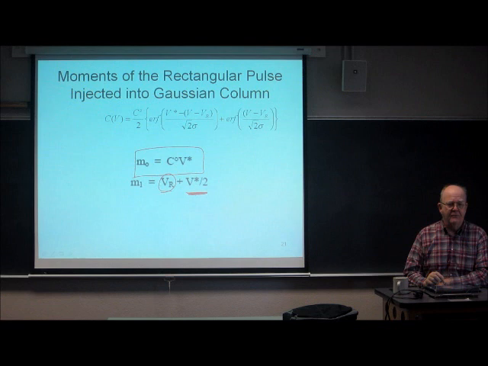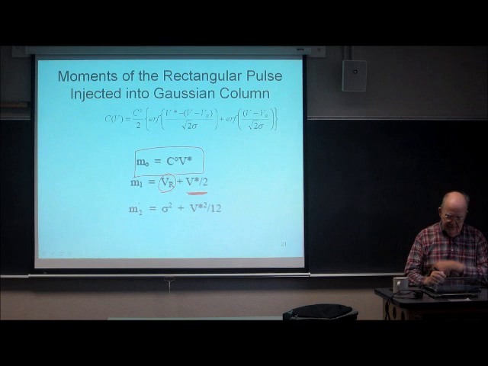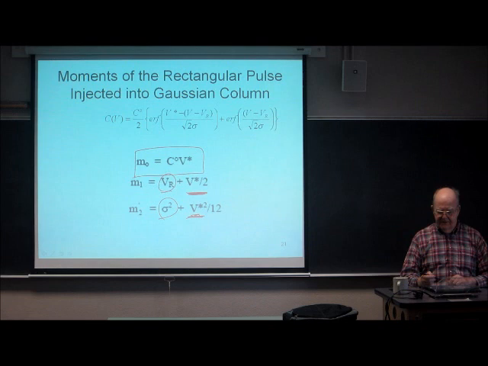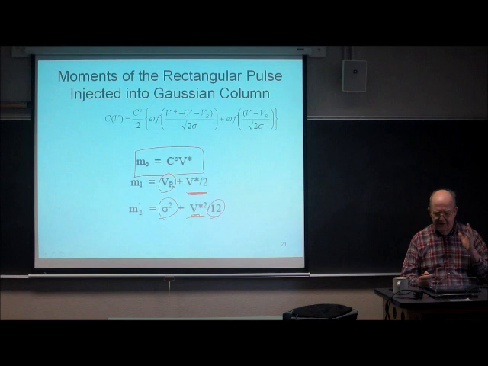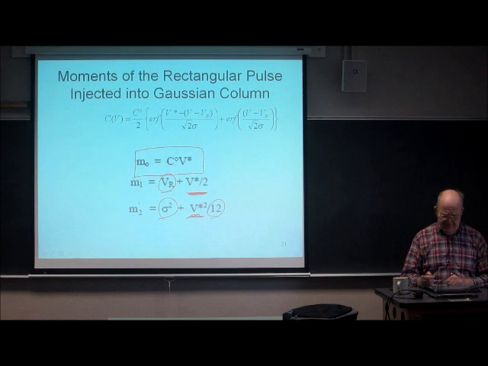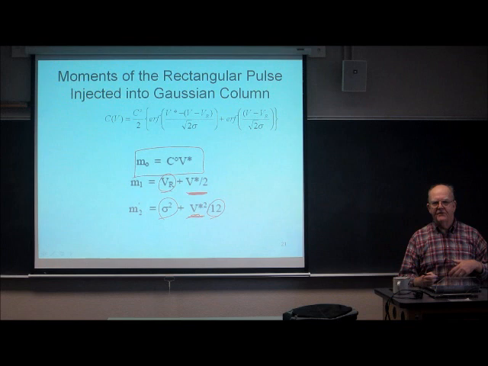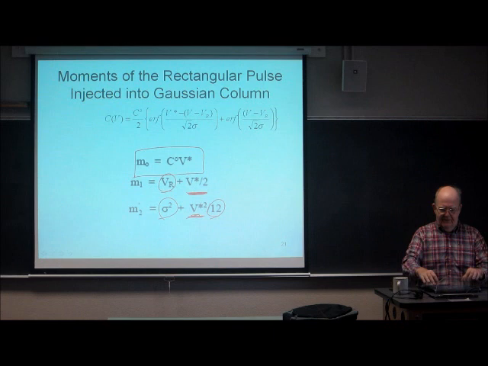And then the second central moment is the sigma squared of the Gaussian plus the injected volume squared divided by 12. Again, the 12 applies only to a rectangular pulse input type distribution. And if we wanted to, we could calculate a third moment, a fourth moment, a fifth moment. You can calculate as many moments as you want once you have the function. You just stick it in the right integral, and out comes the answer.